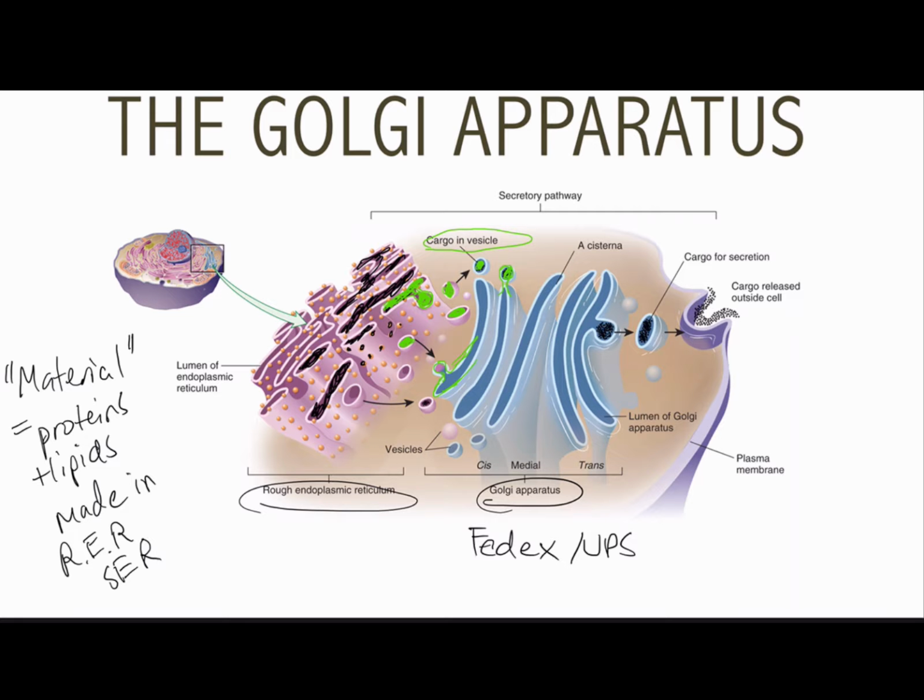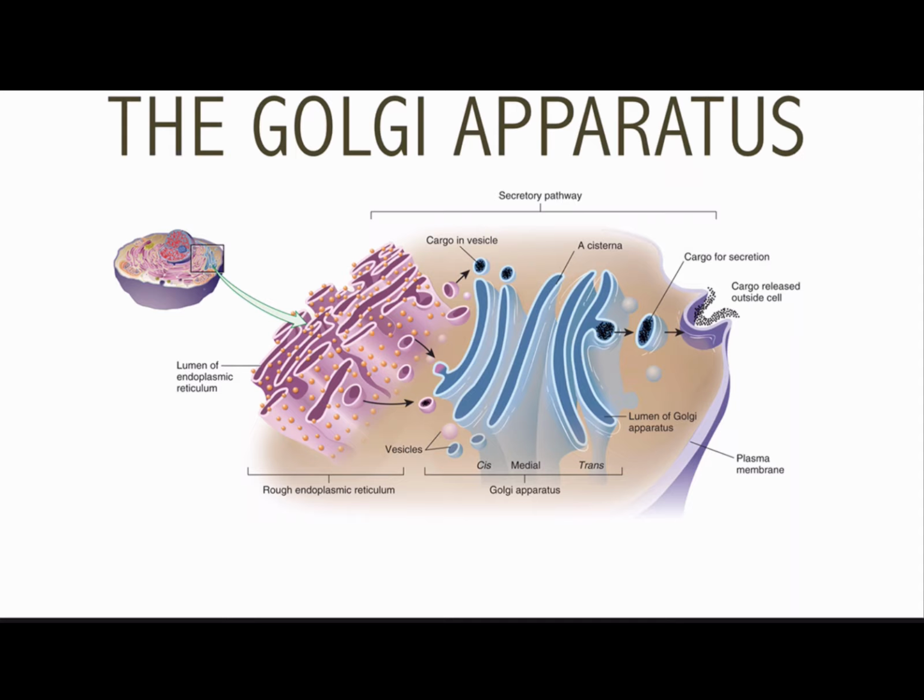So what is the Golgi? The Golgi is a stack of membranes, much like the ER is a stack of membranes. So there's kind of like a pancake of membranes. There's another sheet. There's another sheet. And these sheets are called cisternae. Okay, so that's the formal name. And here's another sheet here.